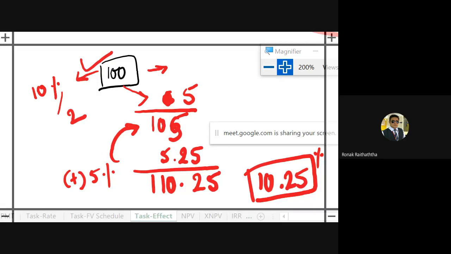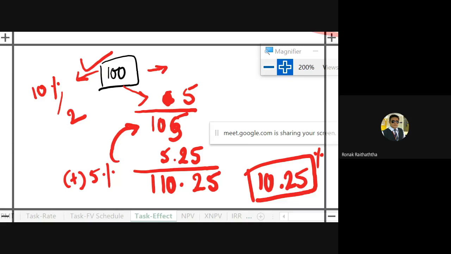Nominal rate was 10%, which we had divided in two parts, first for the first 6 months, another one for the other 6 months. But this is not the actual rate of return you have got for the entire year. Why? Because your total return was 10.25. You have added 10.25 rupees on your investment of 100. So your effective rate is 10.25%.